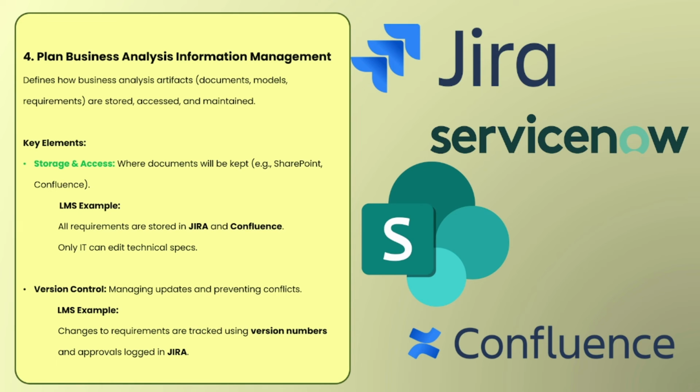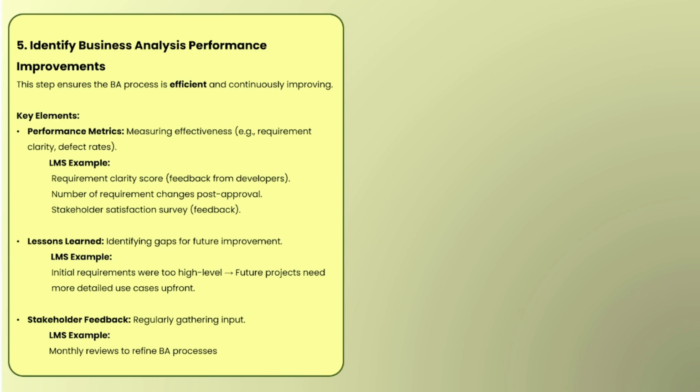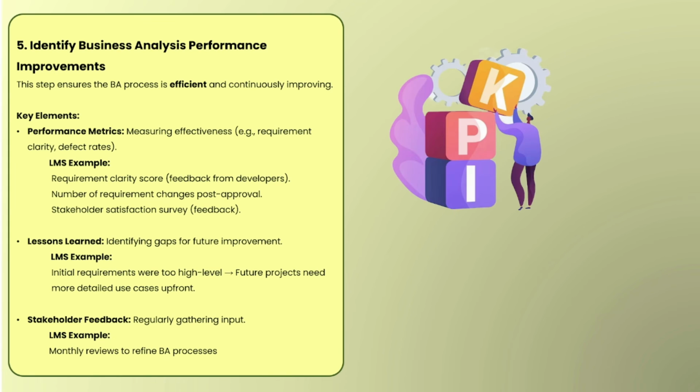Now let's move to another task of BAMP. It is identify business analysis performance and improvement. These steps ensure the BA process is efficient and continuously improving. It is all about checking how well the BA work is going and finding ways to do it even better next time. So the key element involved here is performance metrics. It is measuring effectiveness like requirement clarity and defect rates. It means setting some KPIs.